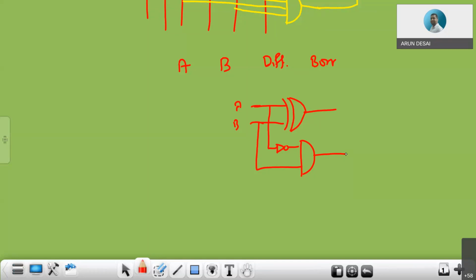So here also you need to check the combinations for three variables, and then find out the difference and borrow, right? So complete this task. You need to complete the half subtractor and full subtractor on your own, right?